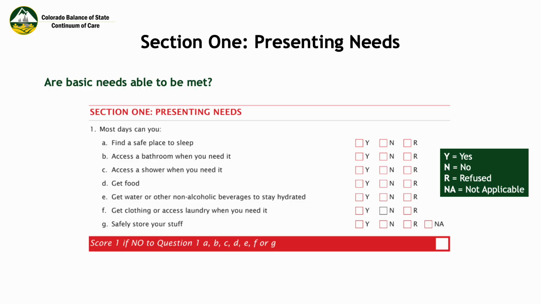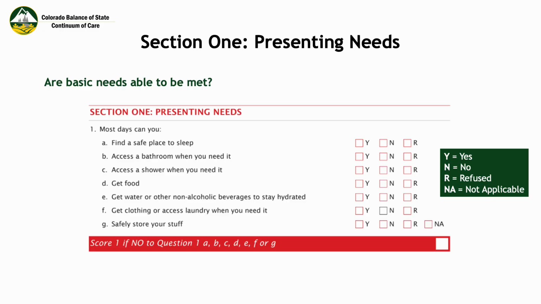On most days, can you find a safe place to sleep? And the responses are yes, no, or refused. On most days, do you have access to a bathroom when you need it? On most days, do you have access to a shower when you need it? On most days, can you get food? On most days, can you get water or other non-alcoholic beverages to stay hydrated? On most days, can you get clothing or access laundry when you need it? And on most days, can you safely store your stuff? You'll notice under option G, safely store your stuff, there's also an option for NA, for non-applicable.